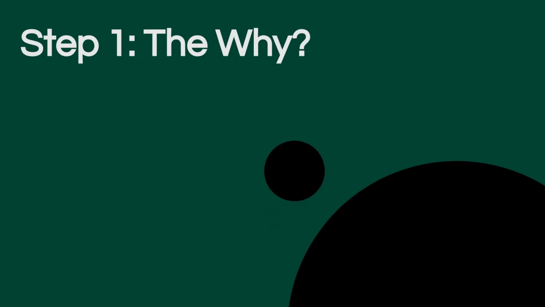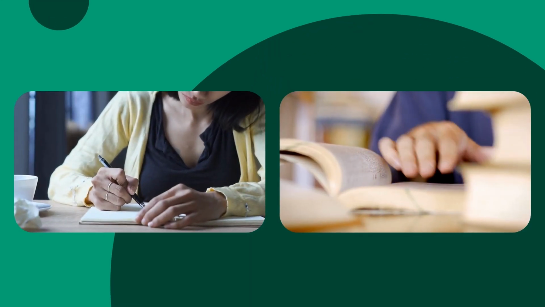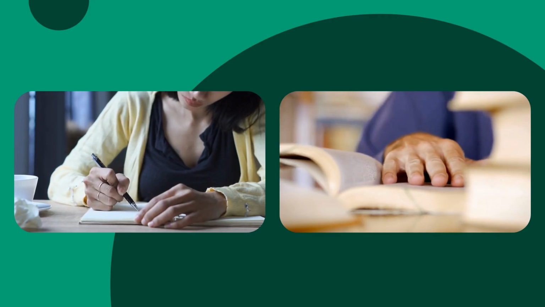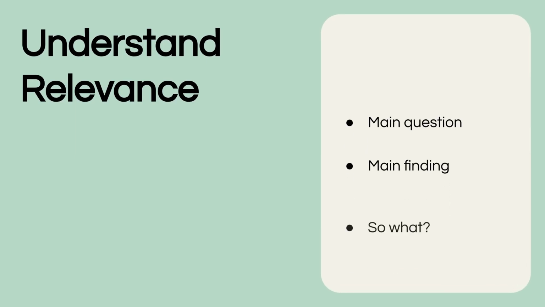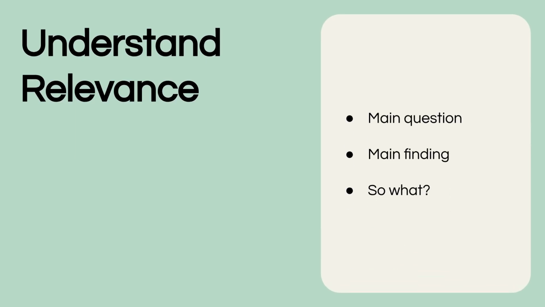Let's kick things off with step 1, the why. This initial step is all about quickly determining the paper's relevance. For this step, you'll read the abstract and the conclusion. These sections provide a concise overview and the key takeaways. Your goal here is to understand the main question the research addresses, the main finding, and the so what, its broader implications. Before you commit, spend 60 seconds finding out if this paper is even relevant to you.